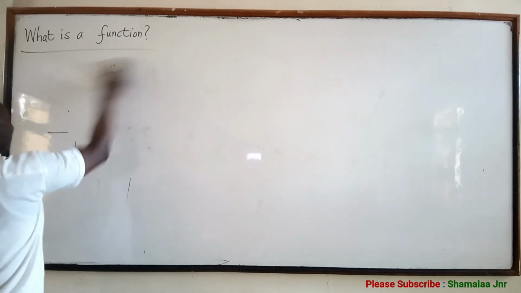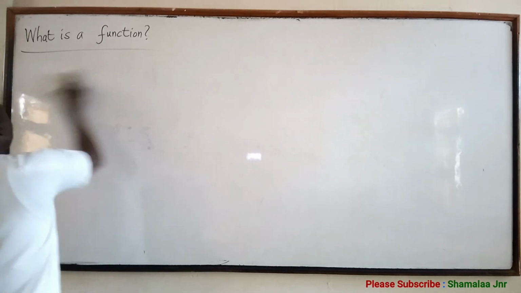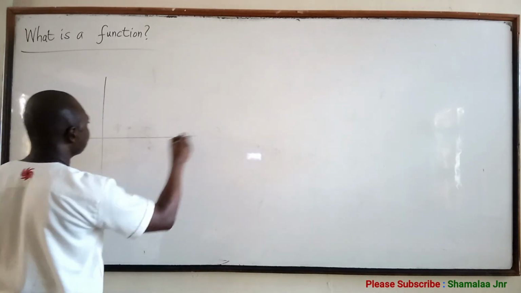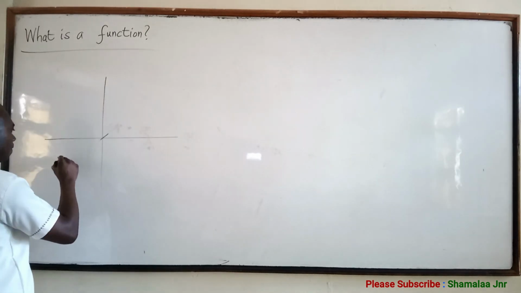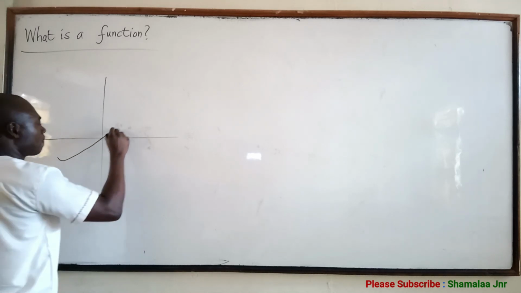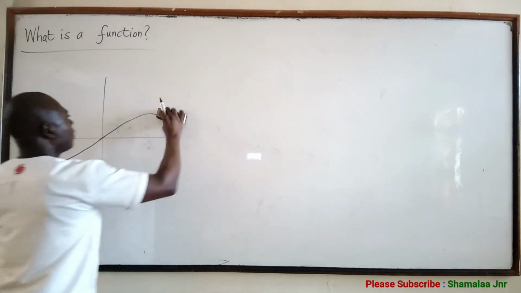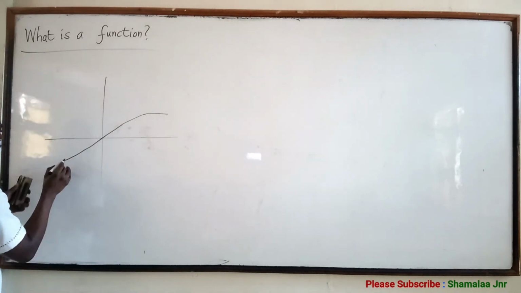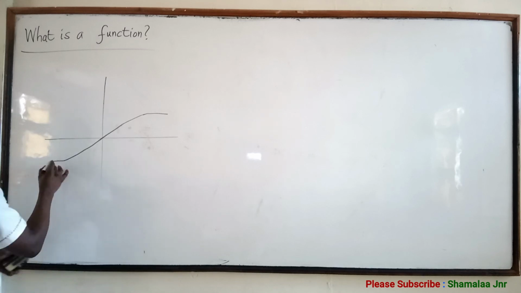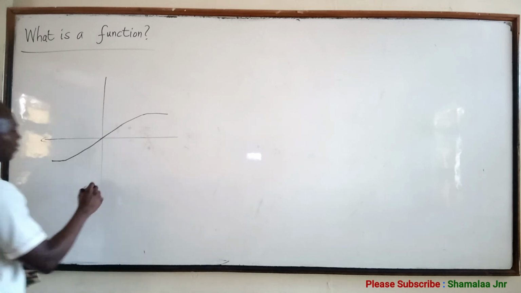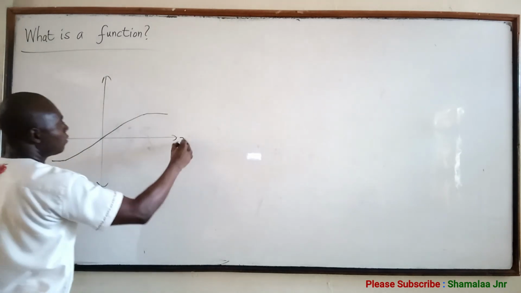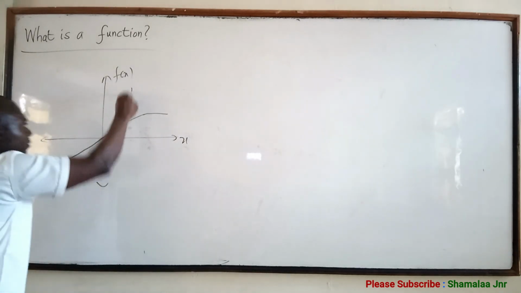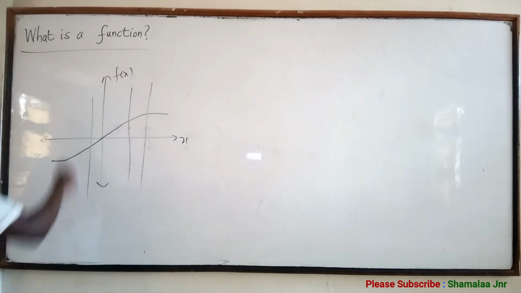Now let's look at the last one and bring this lecture to an end. When you have something like this, yes, viewers, this one is a function, because if we draw any vertical line, it will cut the curve at only 1 point.